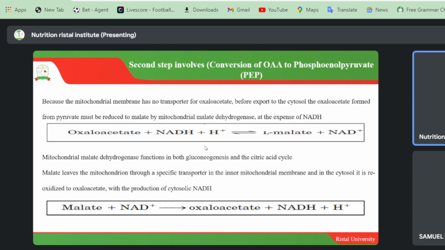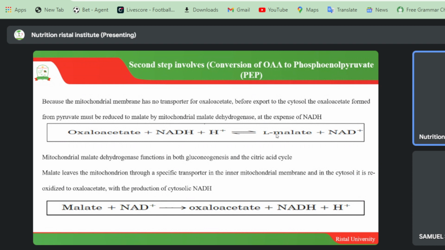So the same enzyme still catalyzes the reversal reaction, where the malate here is converted back into oxaloacetate. So the sole purpose of converting oxaloacetate in the matrix to malate is to allow it to be transported out of the mitochondrial matrix into our cytosol.